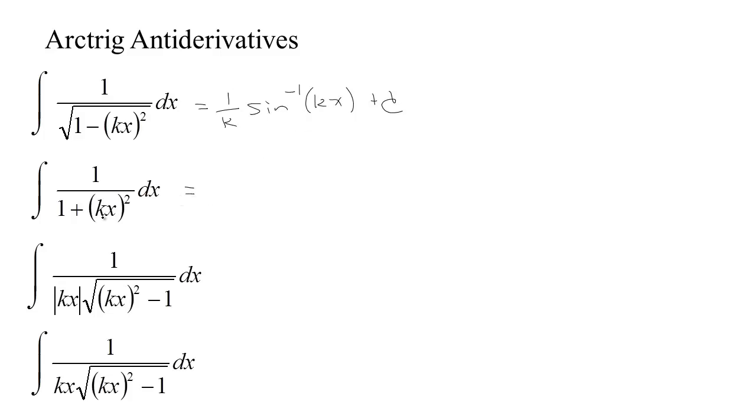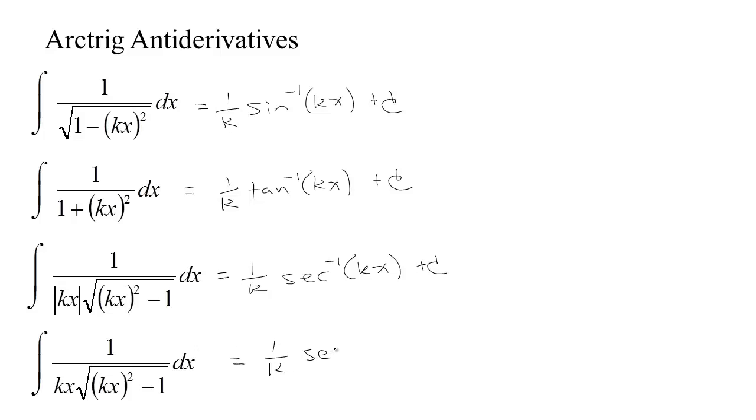This looks like arctan. So if you do the arctan of kx, then the derivative of the arctan is 1 over 1 plus the inside squared, times the derivative of the inside, which is k. So again, set a little trap with this 1 over k to catch that k. This one is 1 over k times the secant inverse of kx. And this one, where there aren't any absolute values, we just saw that that would be 1 over k times the secant inverse of the absolute value of kx plus c.